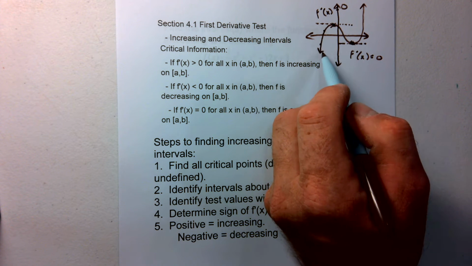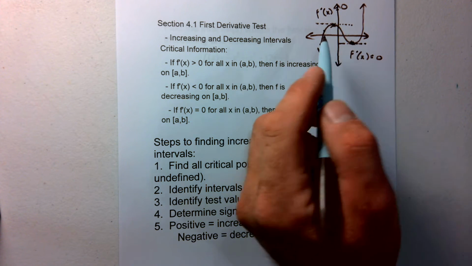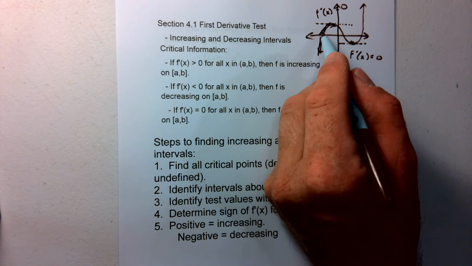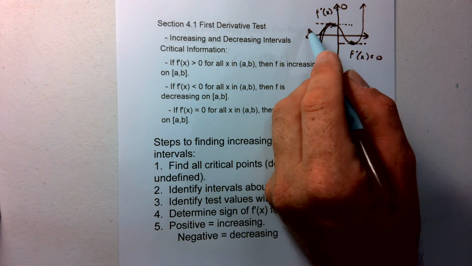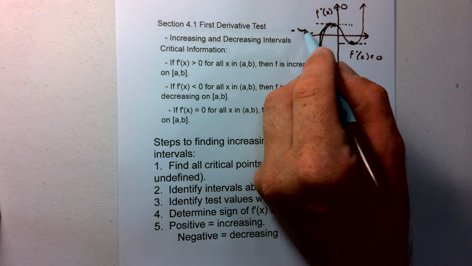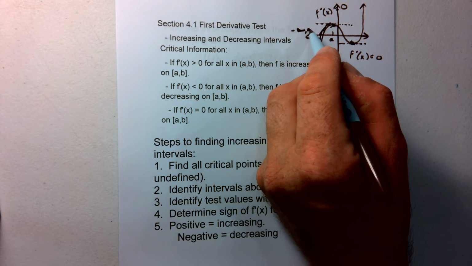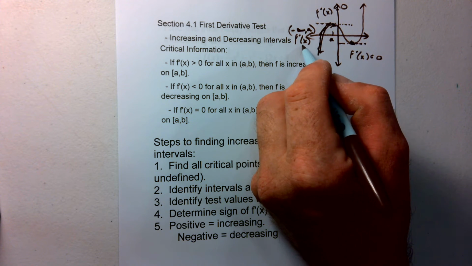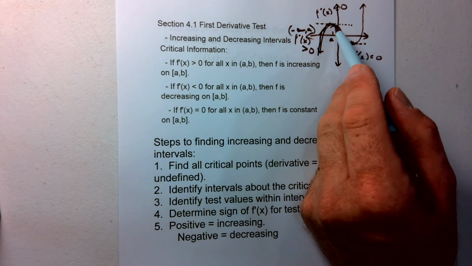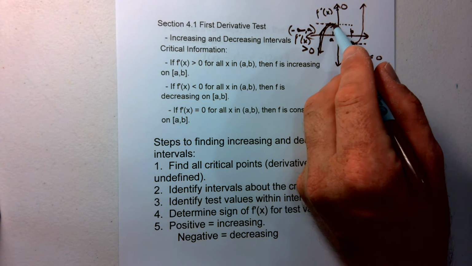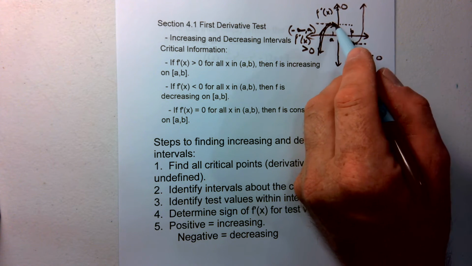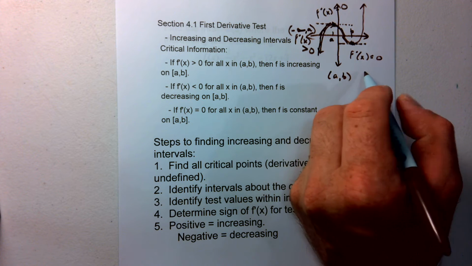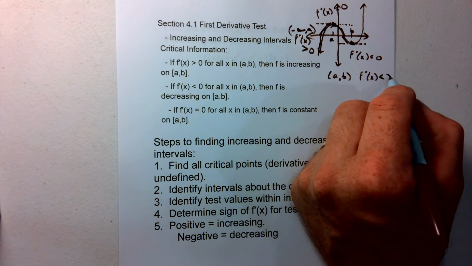Now, what do we know about f prime of x to the left of this first critical point? Well, if we drew in tangent lines, we see that all of these slopes are going to be positive. So from negative infinity, we'll call this point A, f prime of x is going to be greater than 0. From A, and we'll call this point B, if we were to draw in tangent lines, then all of those tangent lines are going to have negative slopes. So between A and B, f prime of x is going to be less than 0.